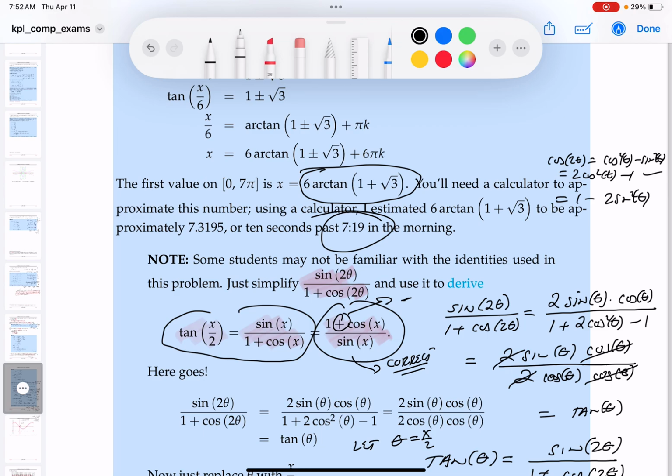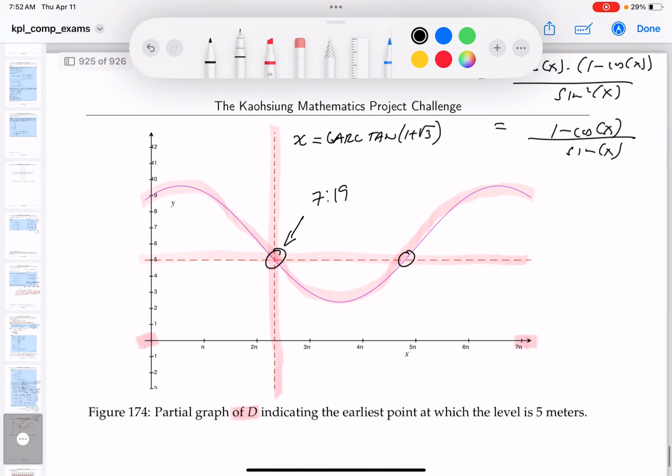But anyway, part of typing these up is to make sure you understand what you're doing. And yeah, I'm okay with it.